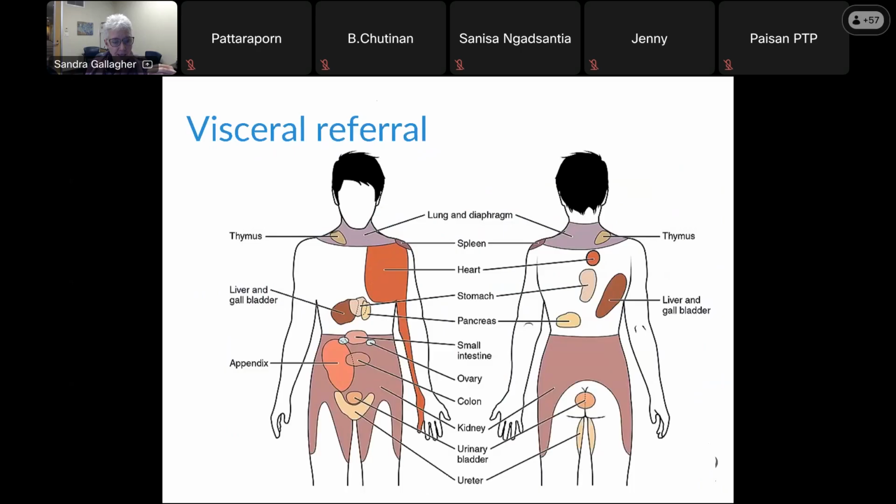I included this image in here this time. I'm not going to go through every visceral referral. Hopefully you've learned some of this before in a differential diagnosis. I often like to point out to other students that I teach how broad the referral of the kidney is. Basically the low back and into the lateral thigh, also into the medial thigh and below the umbilicus. So we need to remember that abdominal and pelvic pain can have a visceral origin.